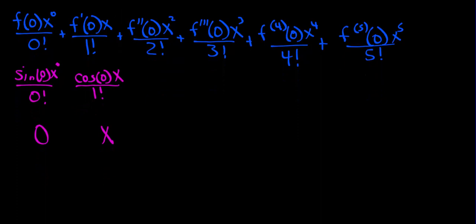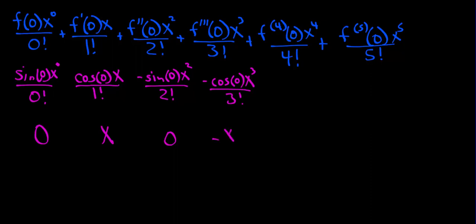Okay, now let's look at the derivative of cosine, which is negative sine. Negative sine of 0, x to the second over 2 factorial. Well, once again, sine of 0 is 0. Now you can see our derivatives are going back and forth between sine and cosine. Now the derivative of negative sine is negative cosine. So negative cosine of 0, x to the third over 3 factorial. Now cosine of 0 is 1. You've got that negative in front, so this is negative x cubed over 3 factorial. So now it looks like we've got 4 terms here, 2 of which are non-zero.